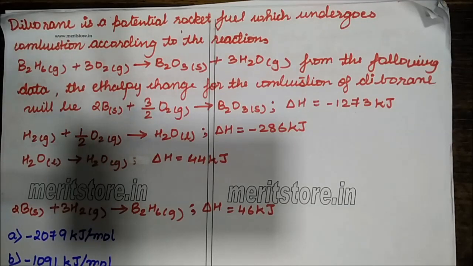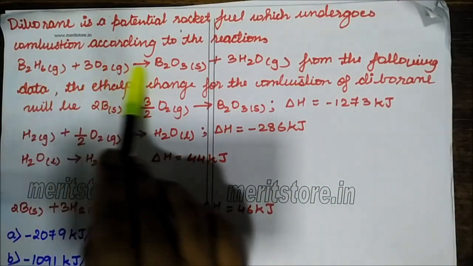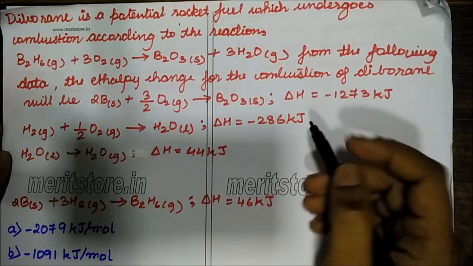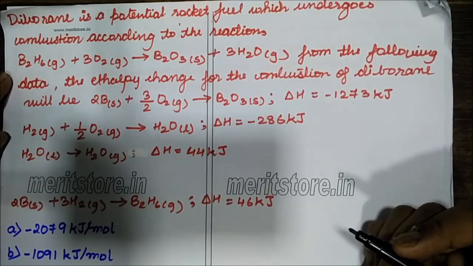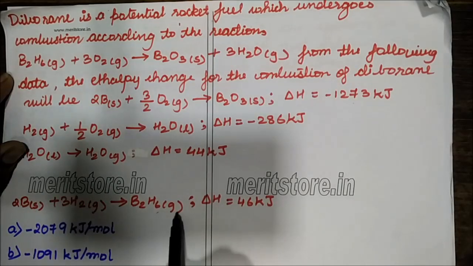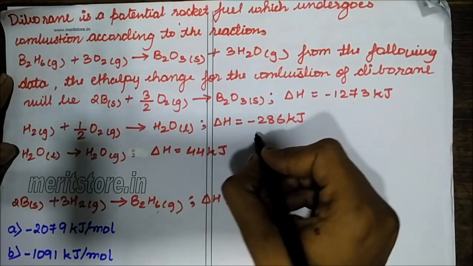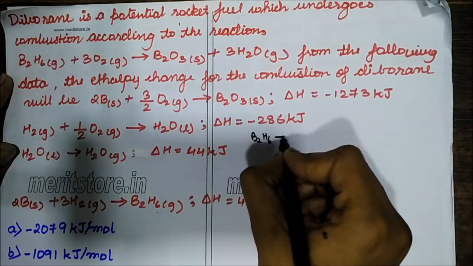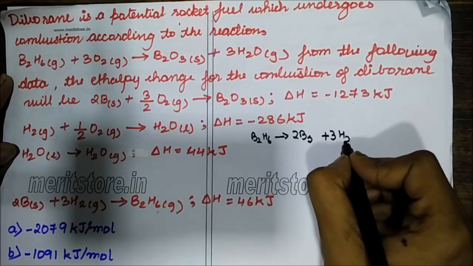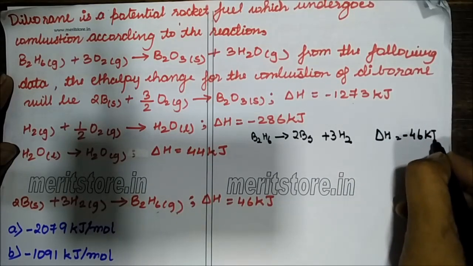Okay. And you're given 4 series of reactions. Now we have to use these 4 reactions in order to get the final reaction as this. Okay. Now how are we going to do this? See, first of all, understand that we need B2H6 in the reactant side. And in this reaction, B2H6 is on my right hand side. So what will I do? I will just reverse the reaction. So when I reverse the reaction it would become B2H6 giving 2B plus 3H2. So my enthalpy change would become minus 46 kilojoules.